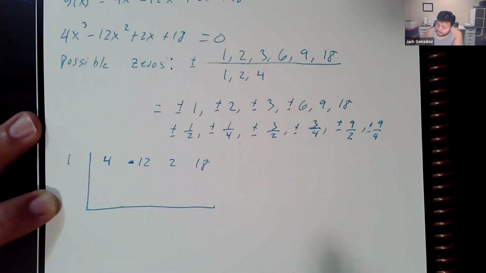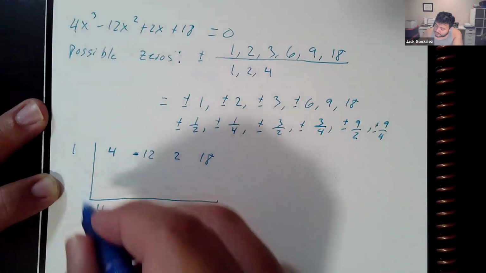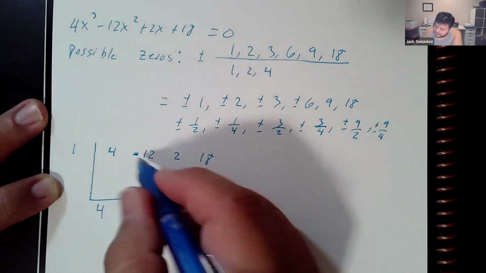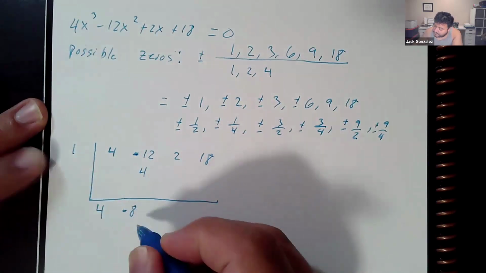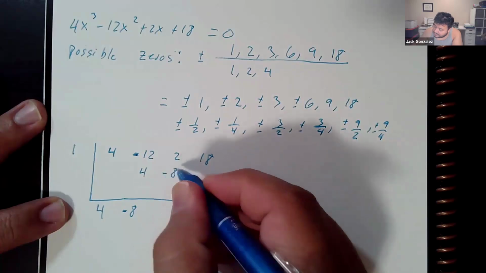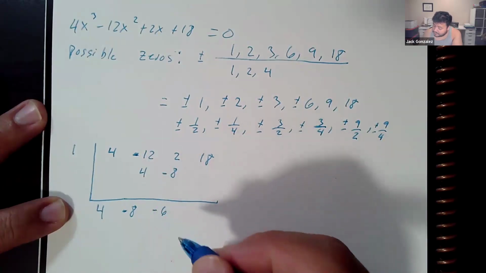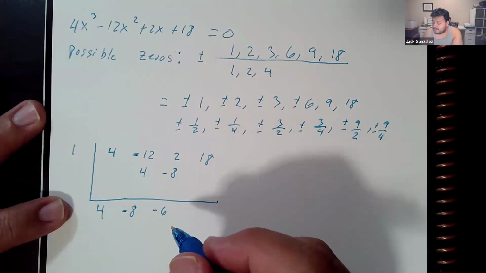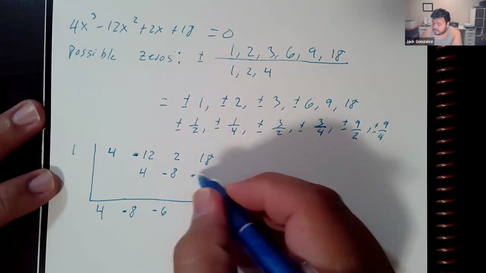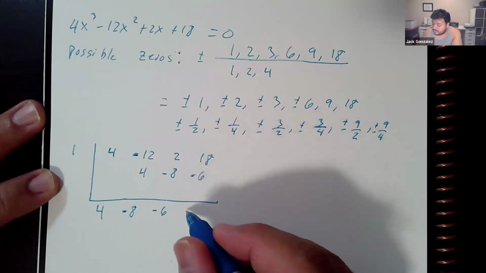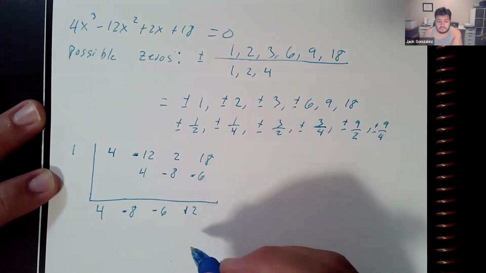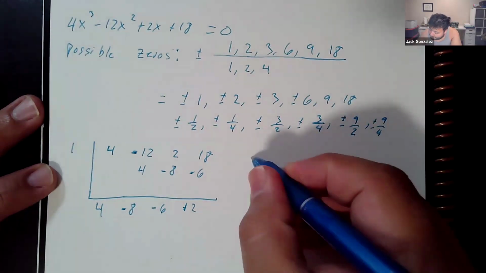You start by bringing down the 4. 1 times 4 is 4. Add these up, you get -8. 1 times -8 is this. Add them up, you get -6. 1 times -6 is this. That does not help me at all. So let's try -1.